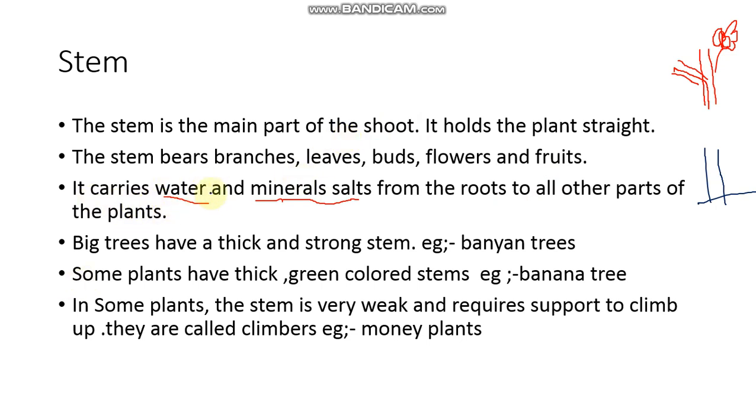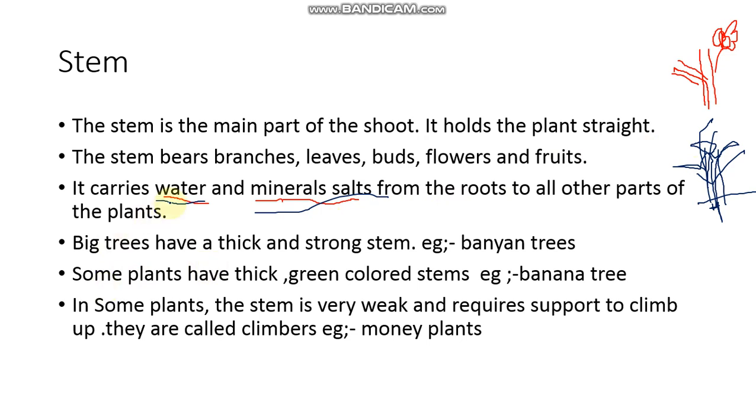It carries water and mineral salt from the root to all the parts of the plant. So, the water from the root passes through the stem to all the parts of the plant. It starts from here and goes to all the parts. So, what does it supply? Water and mineral salt from the root to all the parts of the plant.